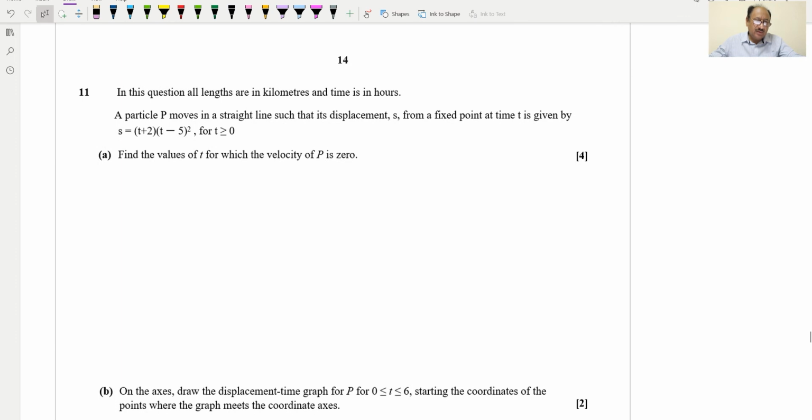Now question number 11, and question number 11 says, in this question all lengths are in kilometers and time is in hours. A particle P moves in a straight line such that its displacement s from a fixed point at time t is given by s is equal to this one. A part, find the value of t for which the velocity of P is 0, and this is a 4-mark question.